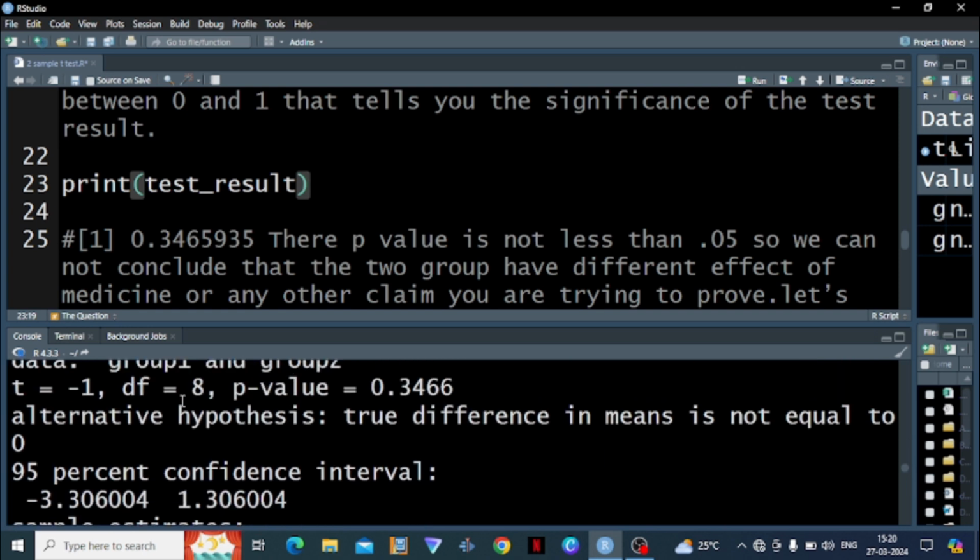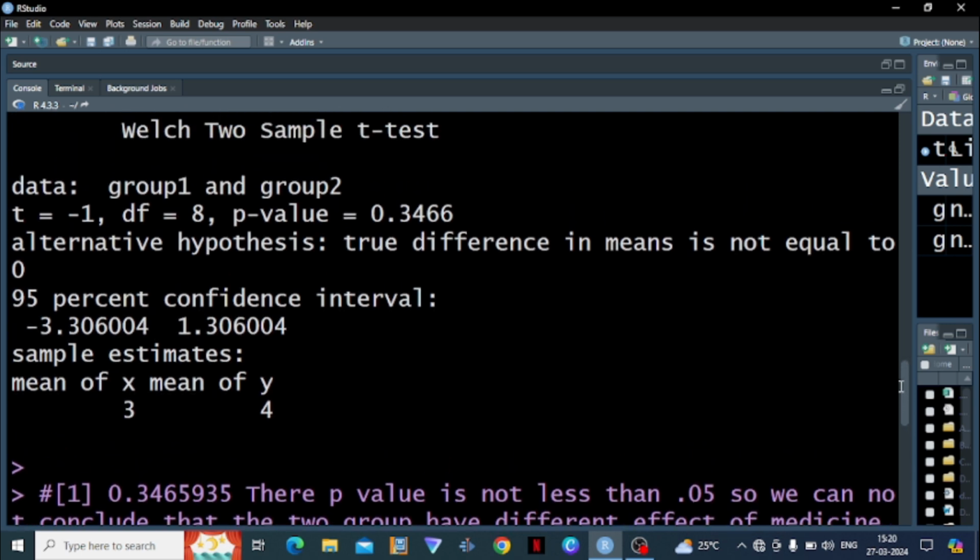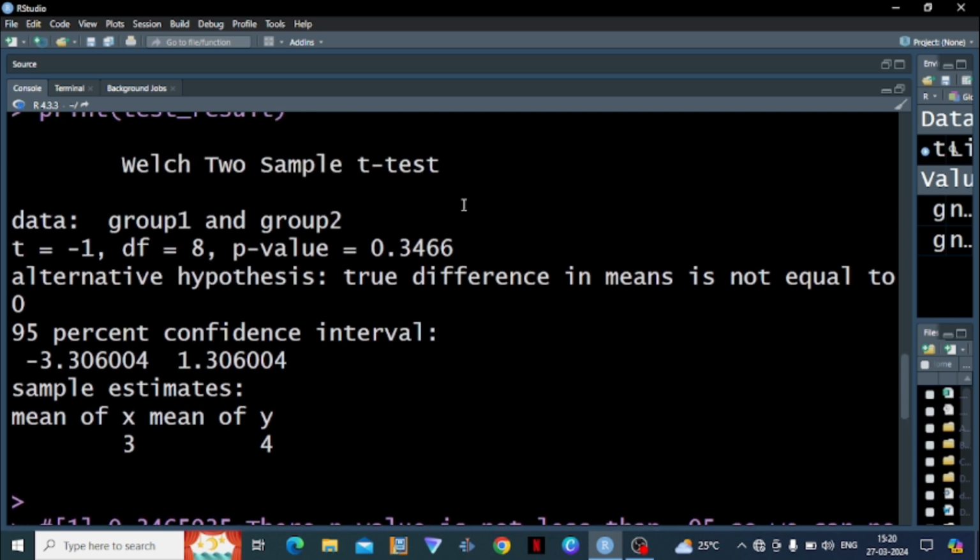including the p-value, degree of freedom. Okay, this is the two sample t-test. It is showing group 1 and group 2. Degree of freedom is there. The p-value again is 0.34, not less than 0.05. The alternative hypothesis is written. 95% confidence interval.